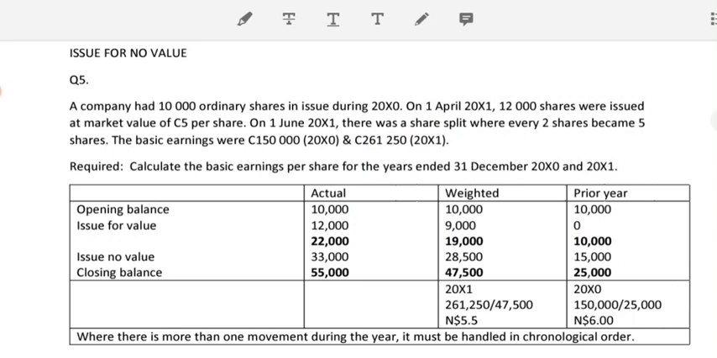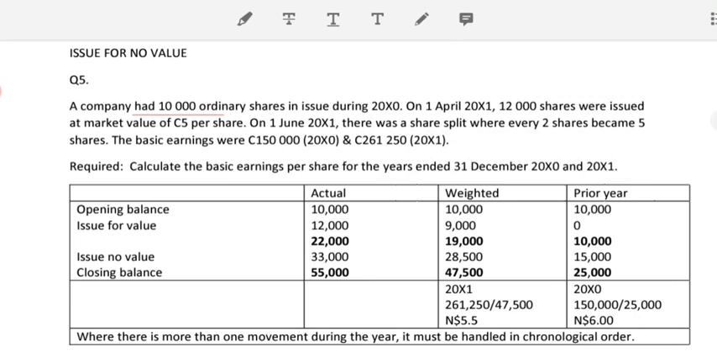There we have the column for details, the column for the actual number of shares, the column for the weighted average number of shares for the current year, and the column for the prior year. The opening balance, as we can see, is 10,000 ordinary shares in issue during 2020. That's the balance we have, 10,000 here. In the weighted there is 10,000, and in the prior is 10,000 still.